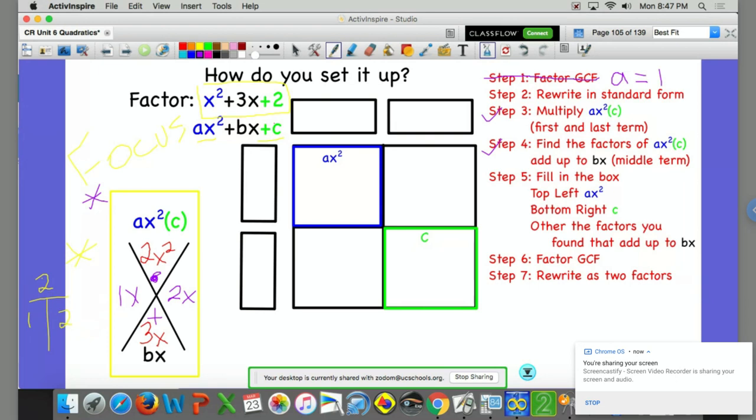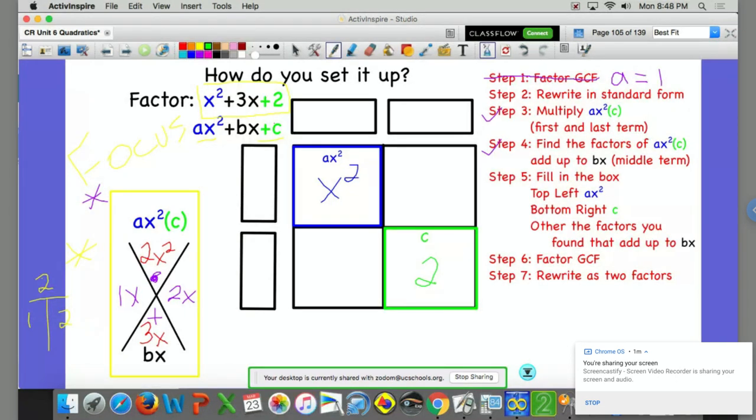What step 5 says to do is to fill in the box. When we are filling in the box, the top left box, which is already highlighted in blue, has ax squared in it. Top left is always going to be your first term, or that ax squared term. In this case, it is x squared. And then the bottom right box is always going to be your c. In this case it is 2.